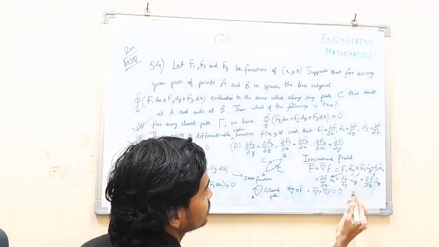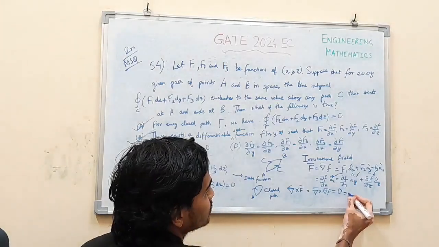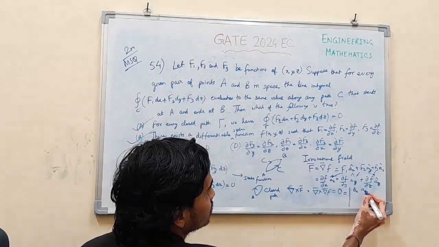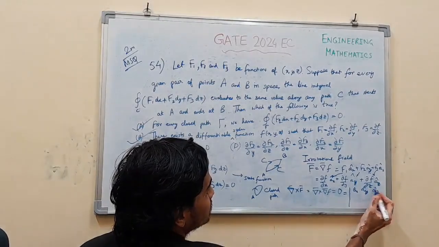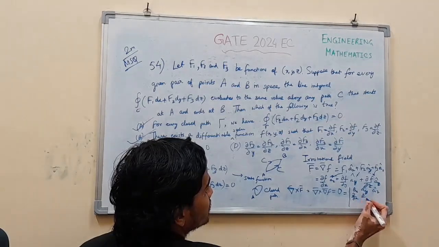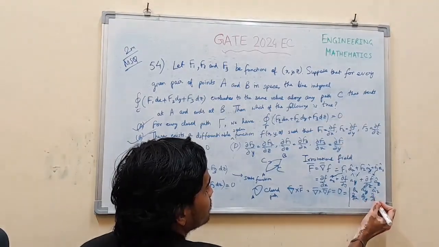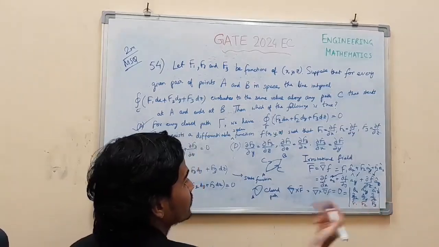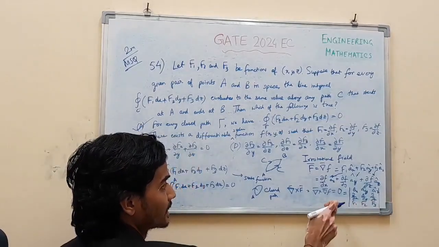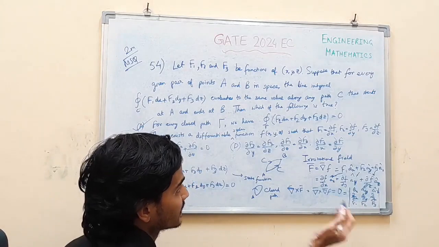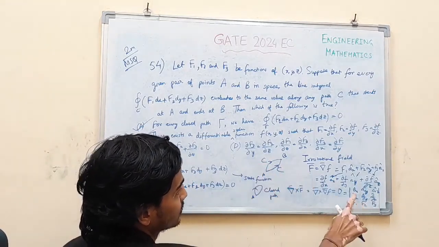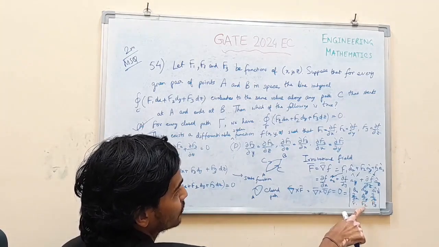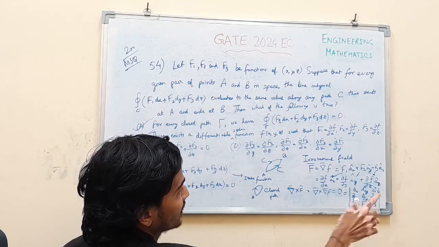So curl, if we take the curl of this, what do we get? ax, ay, az, del x, del y, del z, f1, f2, f3. If we evaluate the curl and equal it to 0, we get these conditions. That is del f3 del y minus del f2 del z into ax.